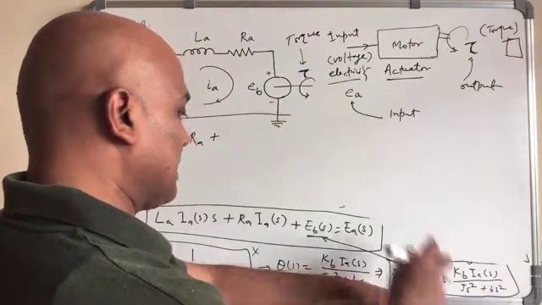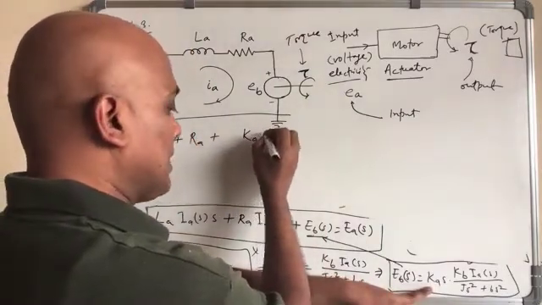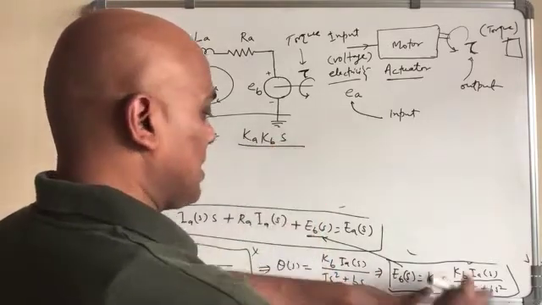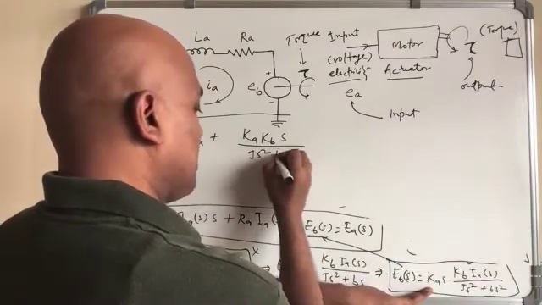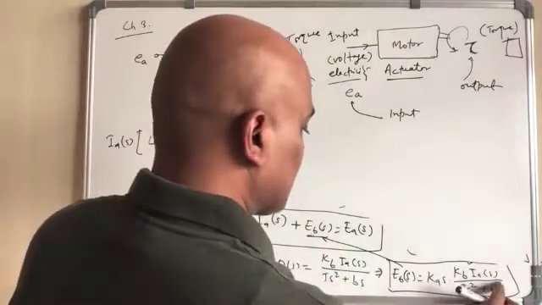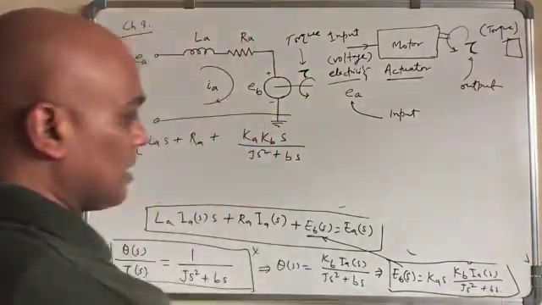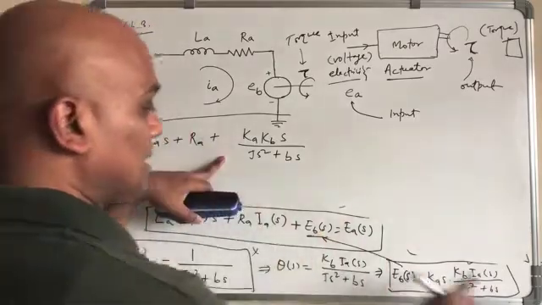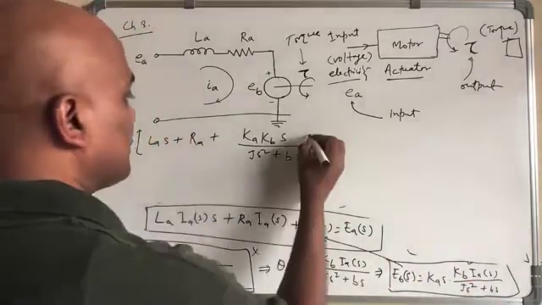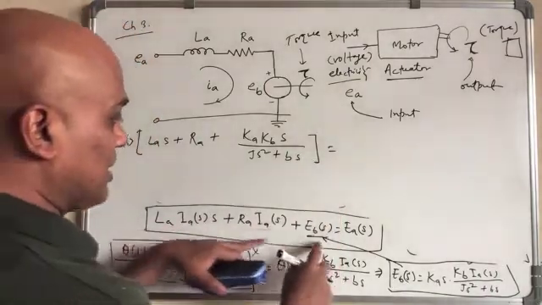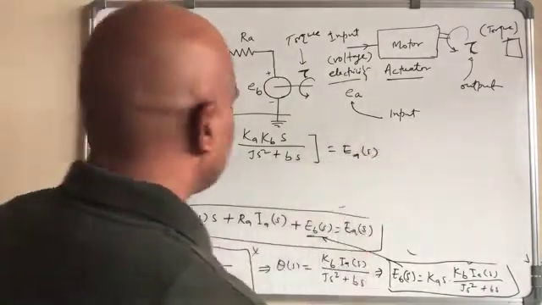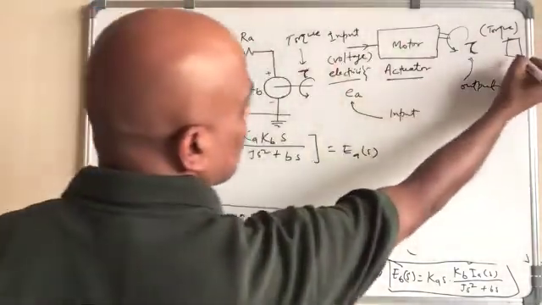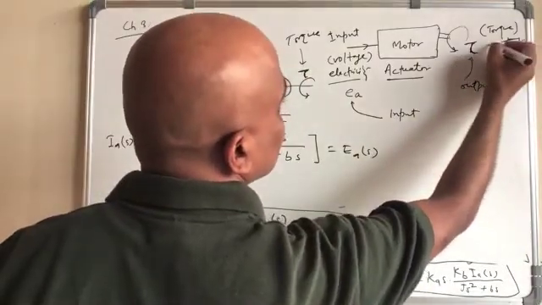IAS is common. What remains here is KA times KB times S divided by JS square plus BS, it is BS here, not BS square. So KA times KB times S, IAS is common here, divided by JS square plus BS. So this is what we got till here, equal to EAS, right? Okay, so transfer function now from here till the end, till the theta part. This is theta here, right?